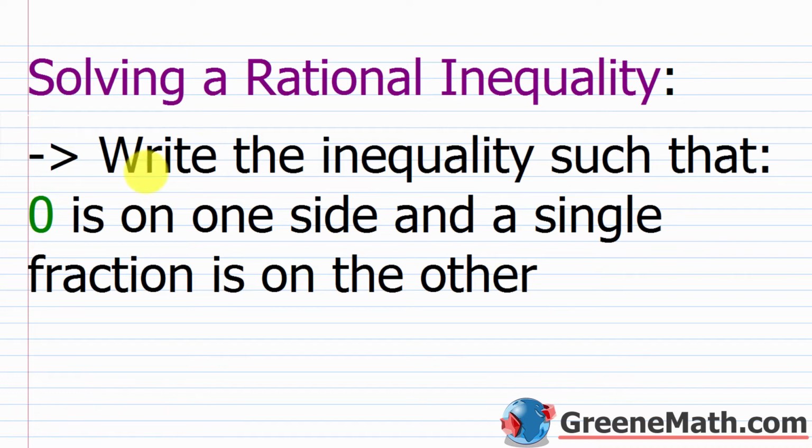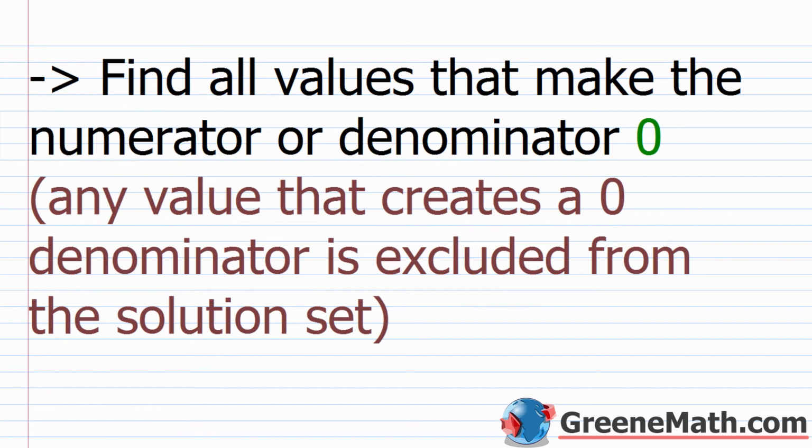So the first thing is to write the inequality such that 0 is on one side and a single fraction is on the other. Then once you've done that, you're going to find all values that make the numerator or denominator 0. So I'll take the numerator, I'll set it equal to 0, and I'll solve it. I'll take the denominator, I'll set it equal to 0, and I'll solve it. Now, any value that creates a 0 denominator is excluded from the solution set.